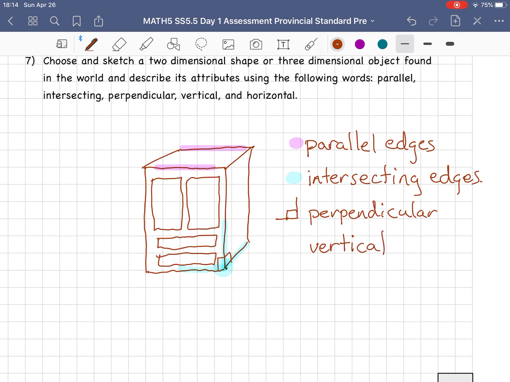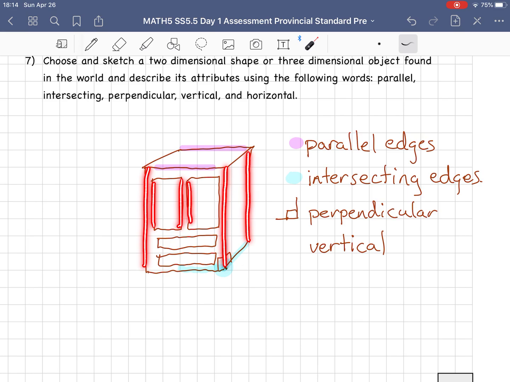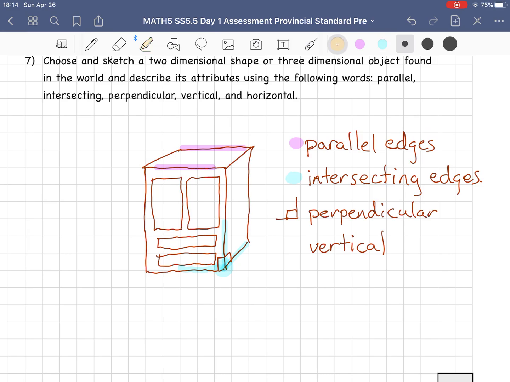Vertical. Vertical means going up and down. So I've got a bunch of vertical. That's vertical there, that's vertical there, and those are all vertical. So I'm just going to highlight one. The guy in orange is a vertical edge.